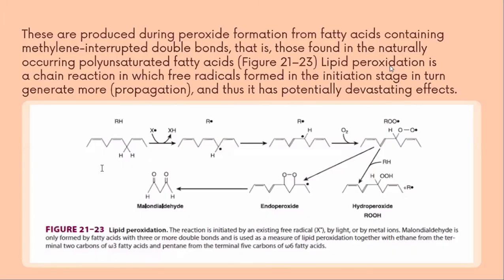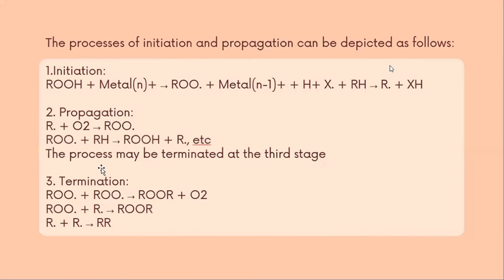These are produced during peroxide formation from fatty acids containing methylene-interrupted double bonds, that is, those found in naturally occurring polyunsaturated fatty acids. Lipid peroxidation is a chain reaction in which free radicals formed in the initiation stage in turn generate more, and thus it has a potentially devastating effect. So this one is the initiation, propagation, and termination process for those ROS.